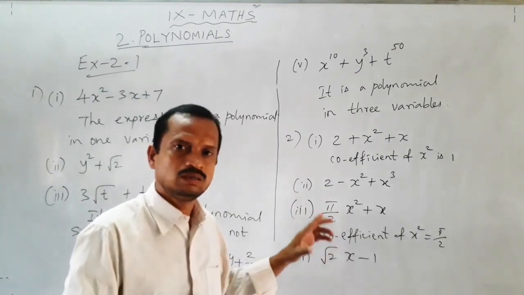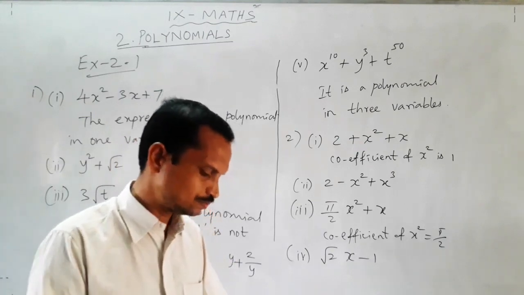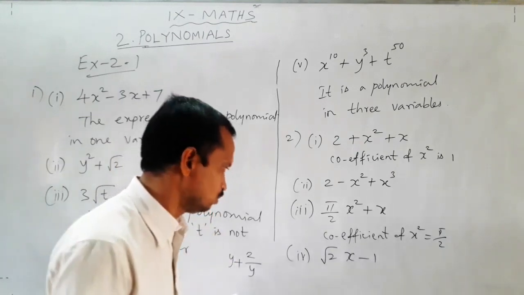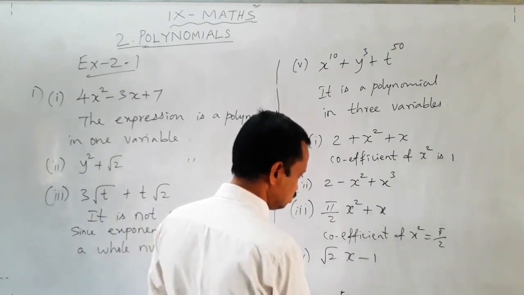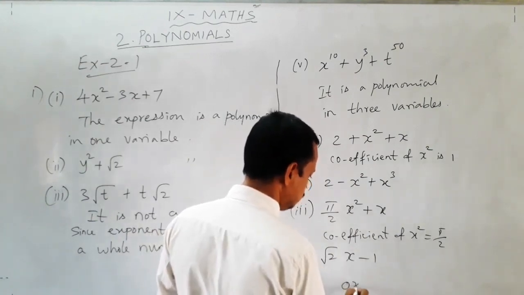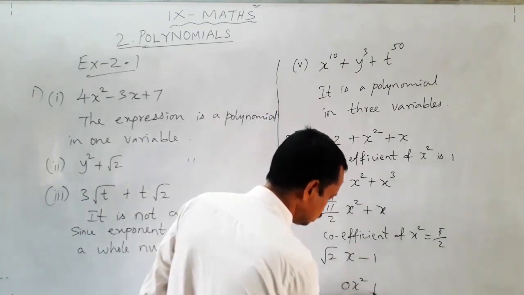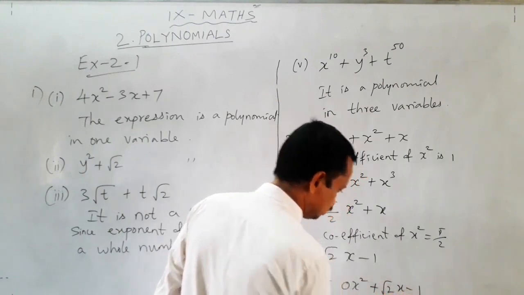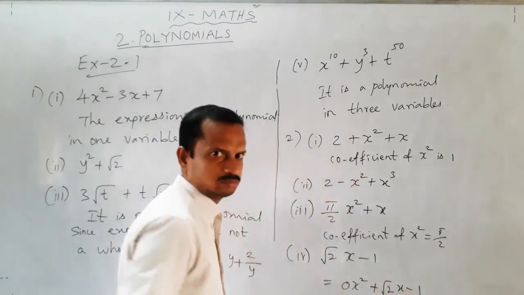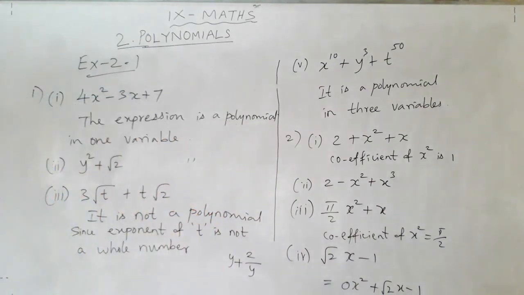Therefore here 0 into x square. Clear or not? So the coefficient is 0 because no x square term is there. So you have to write the coefficient of x square is 0. If you write 0 into x square, that is right. So you have to write like this: 0 into x square plus root 2 x minus 1. So what is the coefficient of x square? 0. Like that we can understand. Clear? And now we shall go to the next sum.